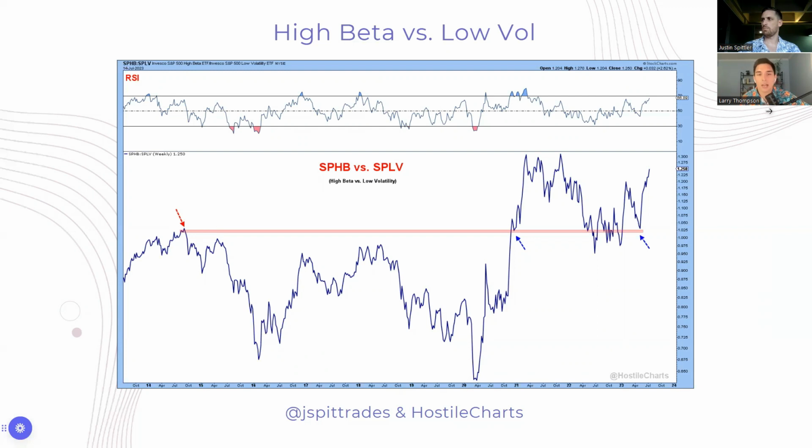So what do we want to be buying? High beta stocks. We want to be buying stocks that are outperforming, because in bull markets, people are sad either way. Bear market, they're sad because they're losing money. Bull market, they're sad because they're not making as much money as other people.